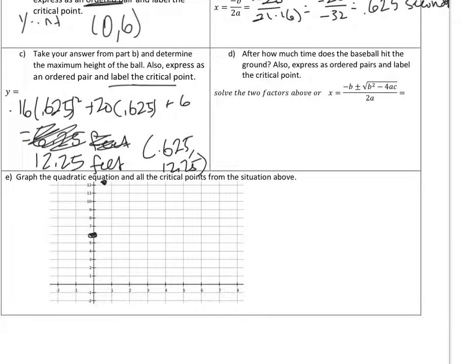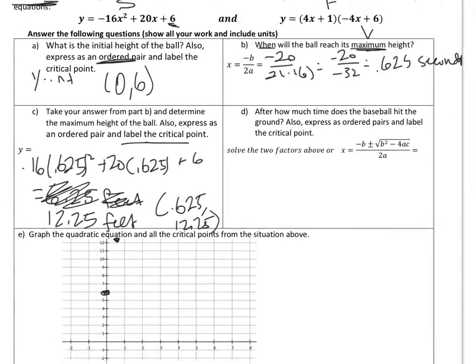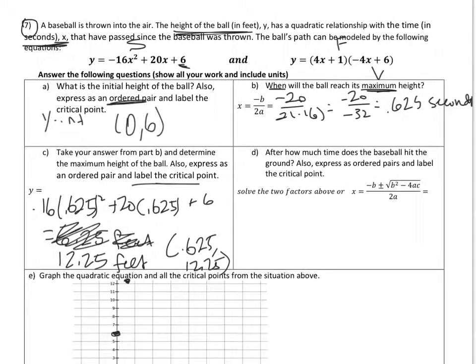After how much time does the ball hit the ground? Also express as ordered pairs and label the critical points. Well, if we're trying to use standard form, we could use the quadratic formula. Well, that's a lot of work, but we have factored form. So let's just set both of our factors equal to 0. That's the height of the ground, so let's set them equal to 0.